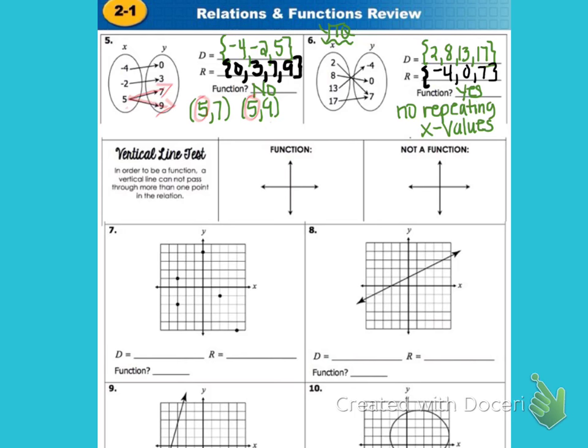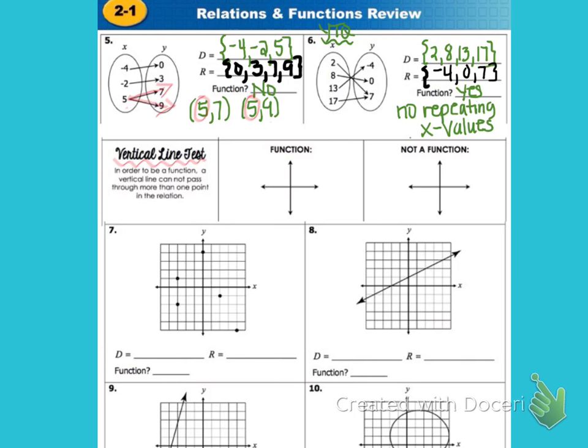So we've seen how to identify the domain and the range and whether something is a function of a relation by looking at ordered pairs, by looking at a table of values, by looking at a mapping diagram. But what about if we had the graph of a relation? How would we tell by looking at a graph? Well, there's this thing called the vertical line test. And in order to be a function, a vertical line cannot pass through more than one point in the relation.